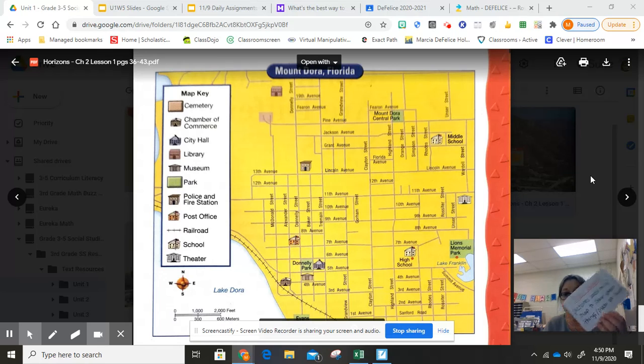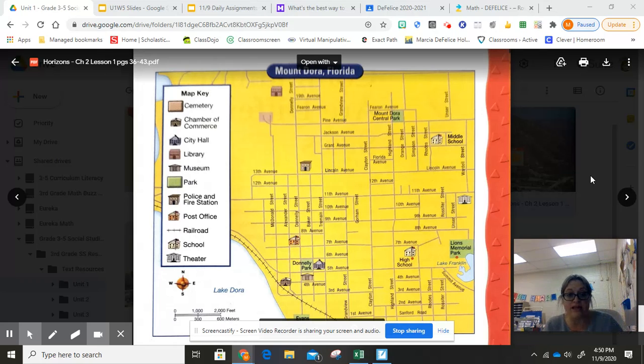Okay? Now, your map symbols. Where are your map symbols? Point to them. Remember, they're pictures used to show where things are located on the map. So where do we see little pictures? Okay, right there in that map key or map legend.